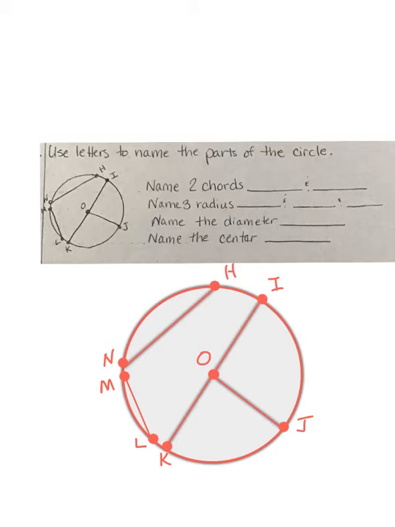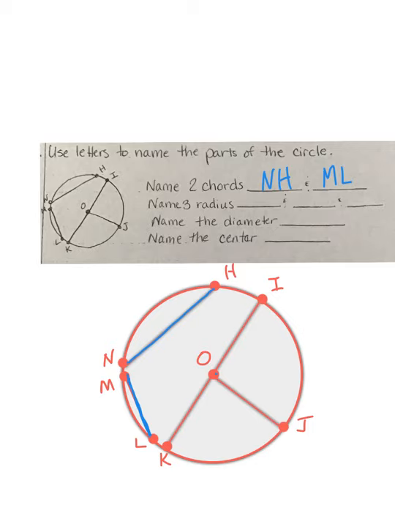So it can't touch this center O at all, which kind of takes out the letters K, I, and J. It can't have any of those in it because all of those touch the center. So that just leaves us with 2. It leaves us with this line here and this line here. Those are our chords. So they can be named either HN or NH, doesn't matter. And then this one here is named with LM or ML, whichever you prefer, but just 2 letters for those.